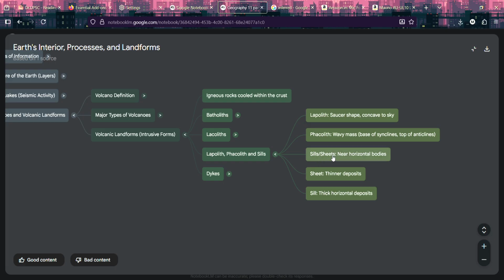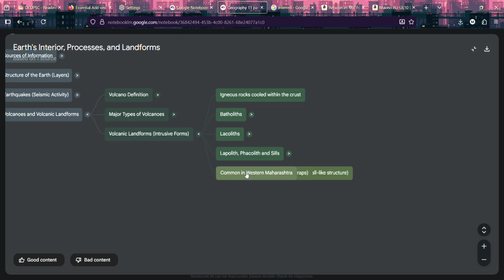Third is sills and sheets. A sheet is a very thin sheet deposit, near the horizontal bodies, horizontal in the crust. A sheet is the thinner deposit, and the much thicker horizontal deposit is a sill.